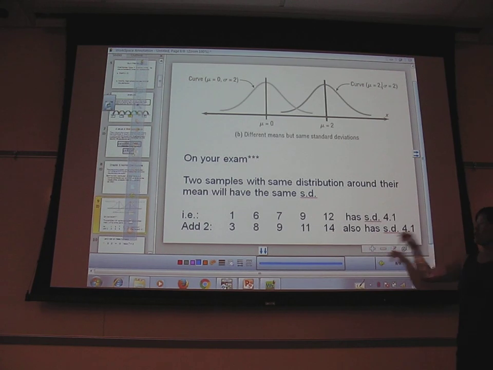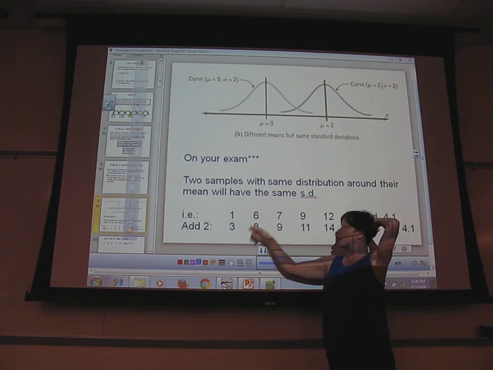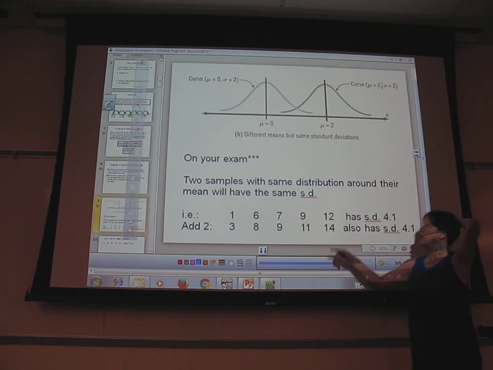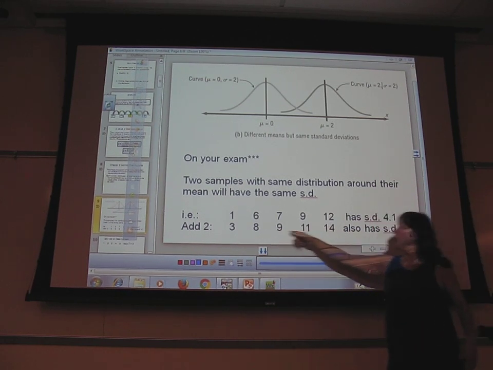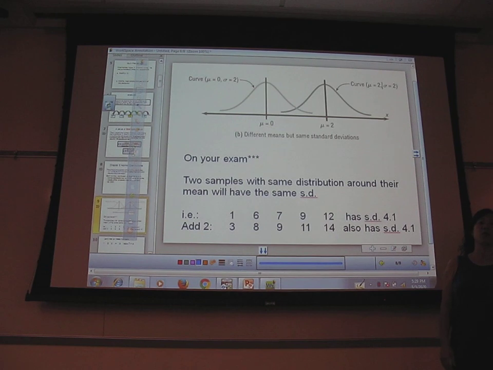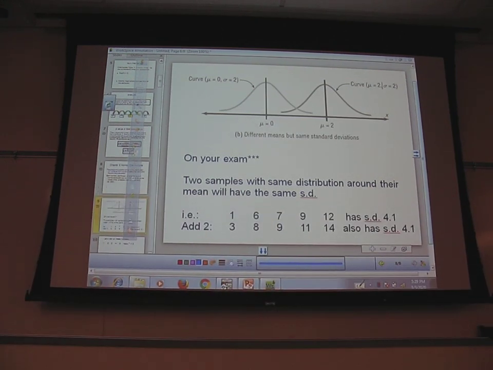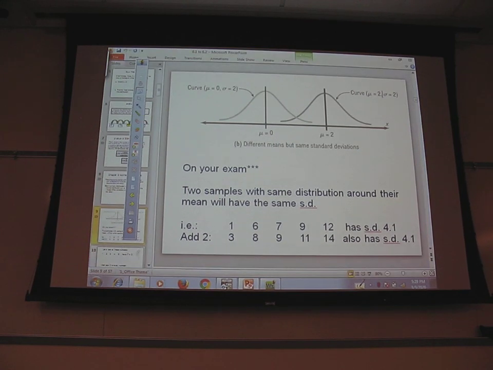If I add 2 to every one of those numbers, right, add 6 plus 2, 7 plus 2, 9 plus 2, 12 plus 2, then these numbers will also have a standard deviation of 4.1. All we do is shift all of them up 2. So their shape stays the same. The only thing that's changed is their mean, their average. So since their shape is the same, their standard deviation is the same. Let me show you what I'm talking about.